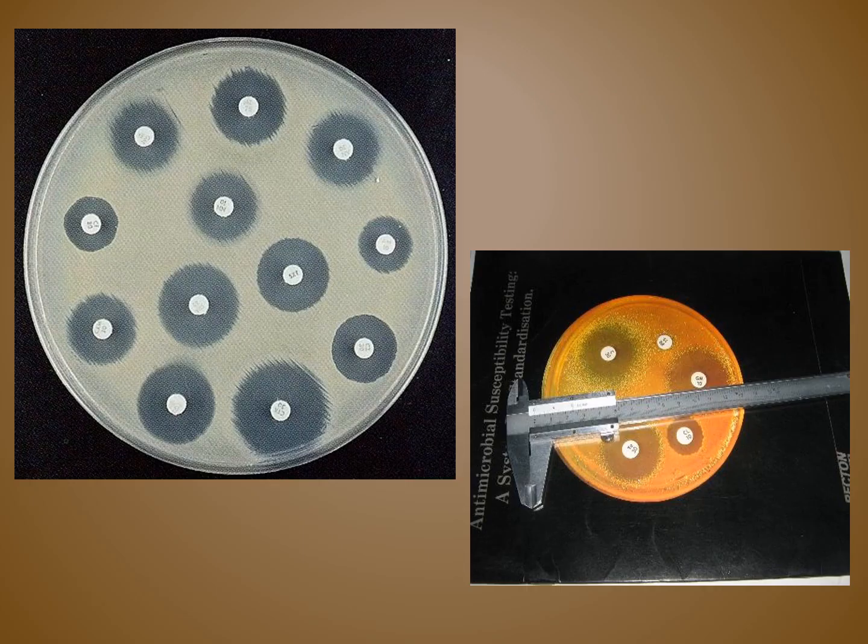Here's a picture of what the Kirby-Bauer disc diffusion test looks like. We've made a lawn of our bug, and then we've incubated it with the antibiotic discs on the agar. Those zone sizes, we would measure using calipers, and then we would take a package insert and evaluate whether or not the zone sizes mean that it is sensitive, intermediate, or resistant to that antibiotic.